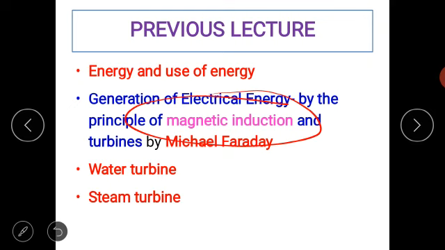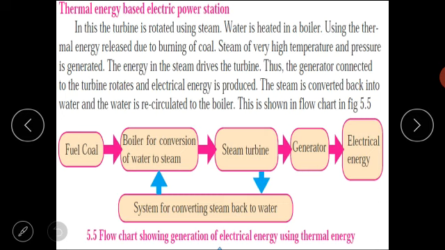Okay, so till now we have studied the water turbine and the steam turbine. The water turbine is rotated with the help of the force of flowing water, and the steam turbine is rotated with pressurized steam. Due to that, the turbines rotate and energy is produced. Now in this lecture we'll study another natural resource for producing electricity. Next is thermal energy based electric power stations.